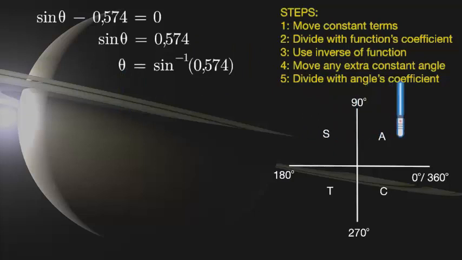Then divide with the angle's coefficient. Well, the angle that we're trying to calculate, the coefficient is only 1, so we don't need to divide with it. And then we just type this into our calculator and we end up with theta is equal to 35,03. Now that's the first angle.